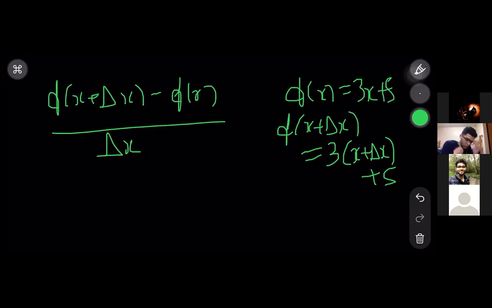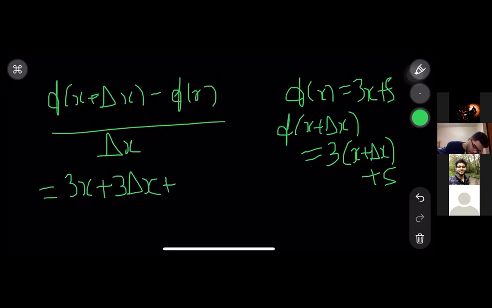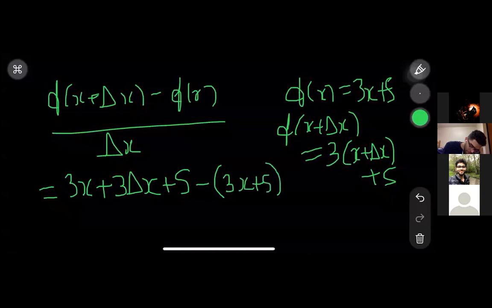Okay, good. So if we were to write it over here, we would have 3x plus 3 delta x plus 5. I'm opening the bracket. So 3 times x plus delta x is going to be 3x plus 3 delta x, minus 3x plus 5, divided by delta x. Is that okay?